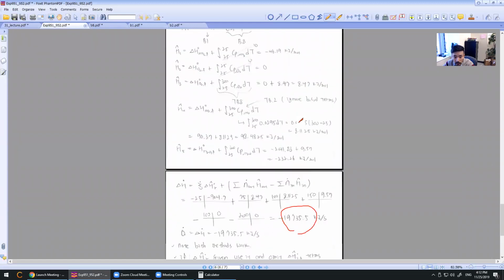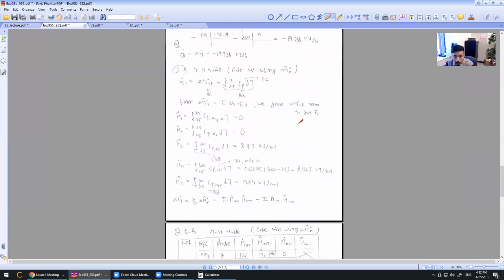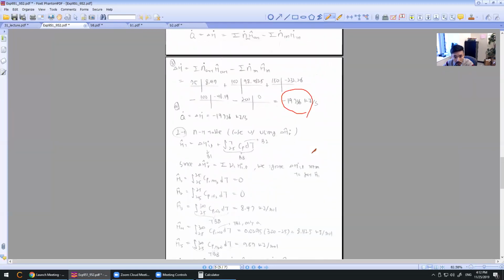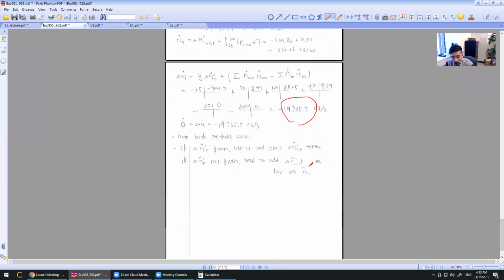Let's compare this value with the previous one. Where is it? That is this one, right? You see the value is very close. The generalized method gave us 19,736 here, and this one 19,735.5. So it is very close. So either way, it's your call. You can use either method, but the bottom line is if heat of reaction is given, just use it because it is more simple. We can omit the heat of formation term.